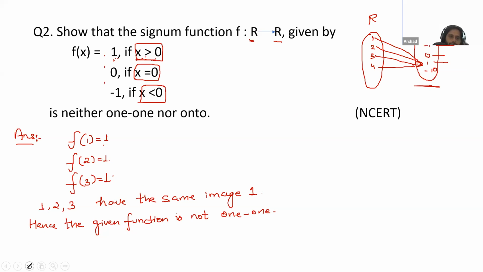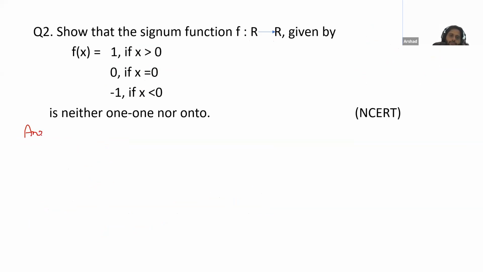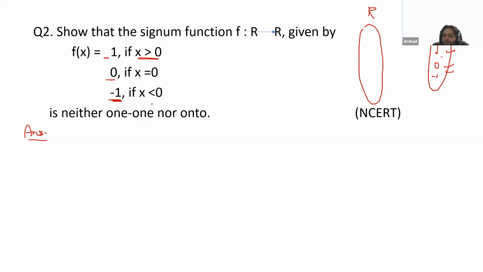Then I will erase this one. Please check here. What I'm saying is that in the first set you have the real numbers, and in the second set you have the real numbers. Here you have infinite values, but the outcome you will always get is 1, 0, or -1. For example, you have -10 here. You get only these three values because the question says that if you put any value greater than 0, you get 1. If you put 0, you get 0. If you put a value less than 0, you get -1.